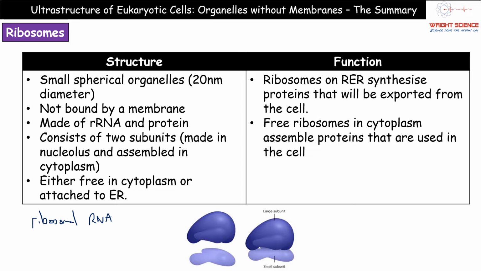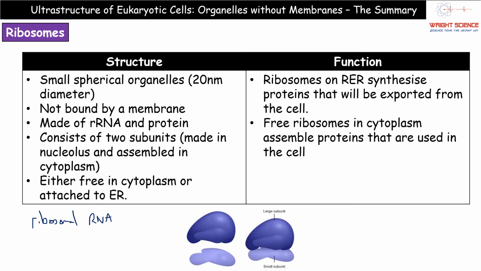So what do they do? Well, if we think about our ribosomes on the rough endoplasmic reticulum, they are going to synthesize the proteins that are then going to be exported from the cell. So basically, any of those ribosomes on our RER, they're going to be making those proteins that we're then going to transport out of the cell.